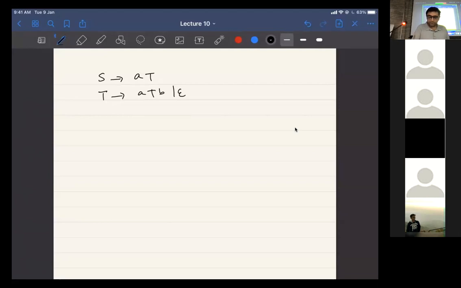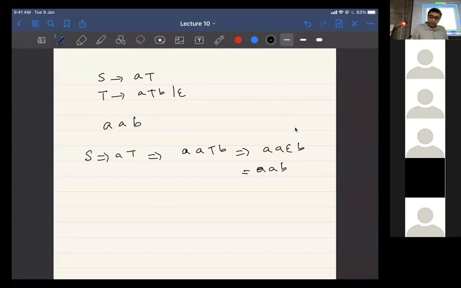No, I think this is correct. For example, AAB is the string that we start. So S starts with AT. This goes to ATB. This goes to AA epsilon B. AA epsilon B, yeah. It's correct, right? Yes, sir. This is correct.